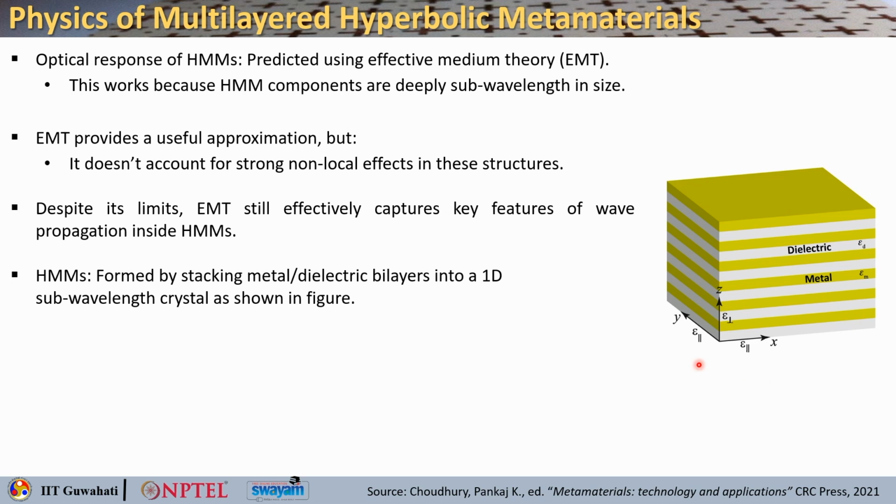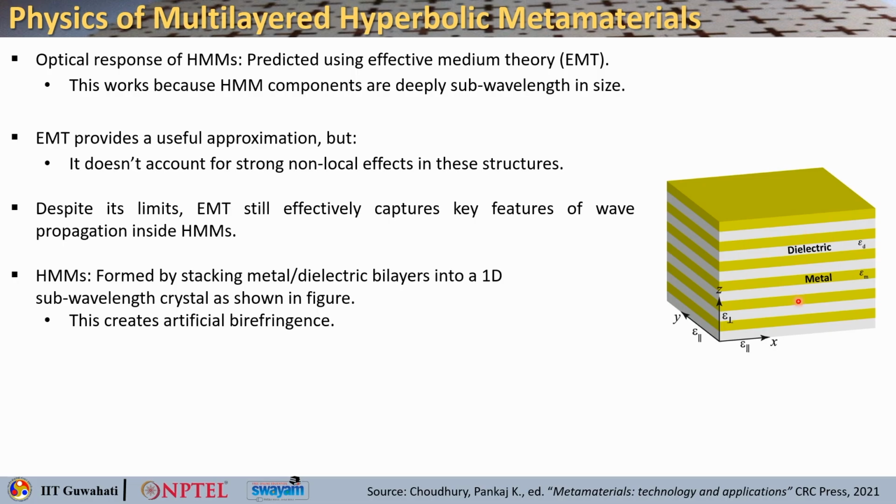So, here is a picture of a typical hyperbolic metamaterial, which is formed by the stacking of metal dielectric layers into a 1D subwavelength crystal. The yellow one shows metal, the lighter color shows dielectric, and then you are basically repeating. So, you have epsilon d and epsilon m as the permittivities. This is the x, y and z direction. x and y are the parallel directions, so you have epsilon parallel, and z is the perpendicular direction, considered as epsilon perpendicular.